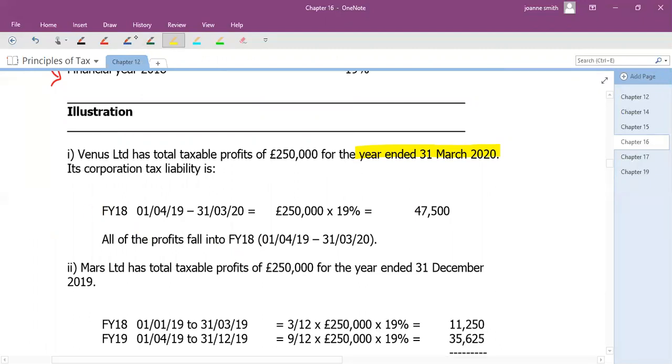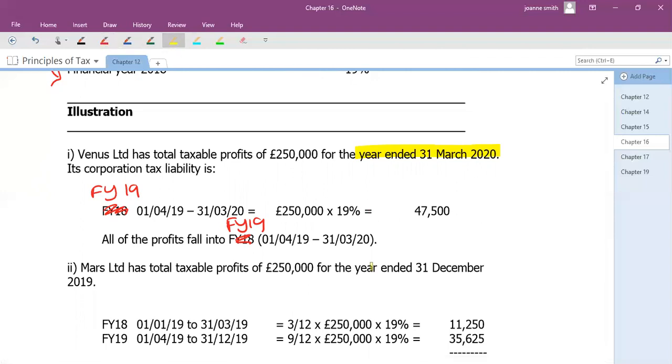I think again, we've got another typo there, haven't we? Let's cross that out. So financial year 19. So financial year 19 runs from April 19 to March 20. So it all falls in the same year and is taxed at 19%.